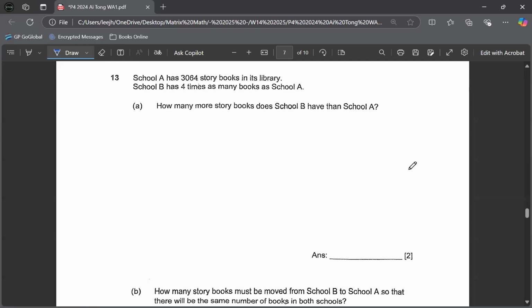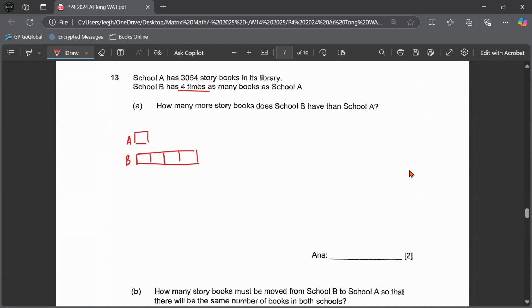Okay, question 13. School A has 3,064 storybooks in its library. School B has 4 times as many books as School A. So how many more storybooks does School B have than School A? So a lot of you actually might be able to picture it, but for me, I just draw. Okay, there are two schools, A and B. B 4 times, which means B 4 units, A is 1.